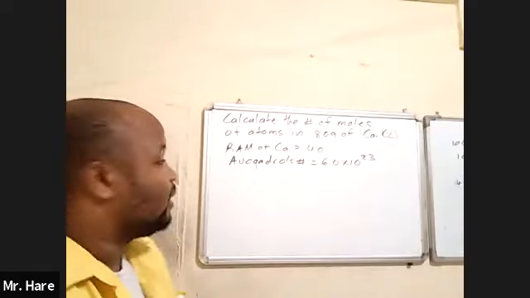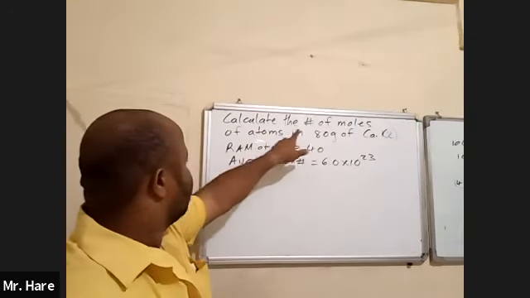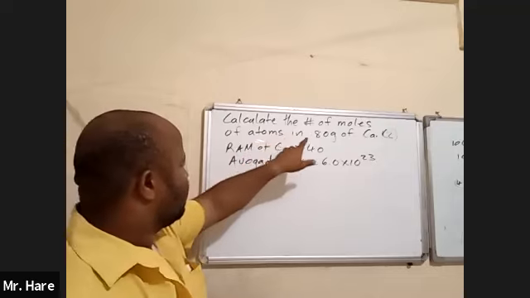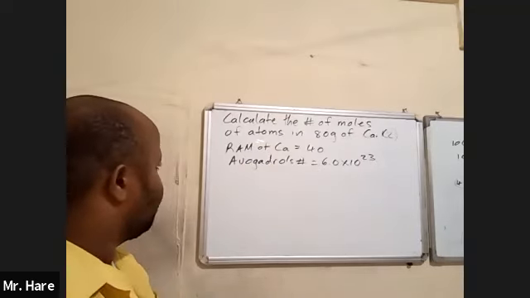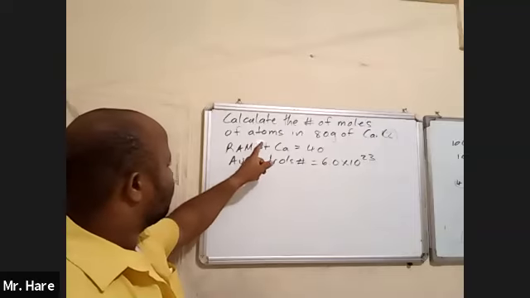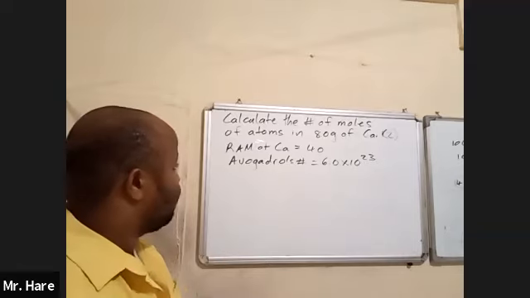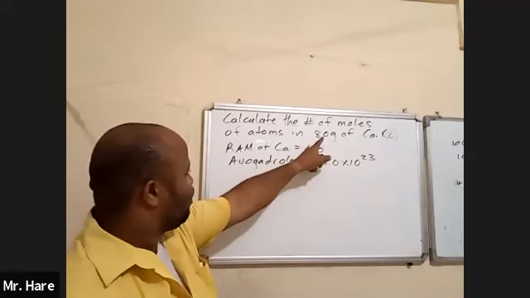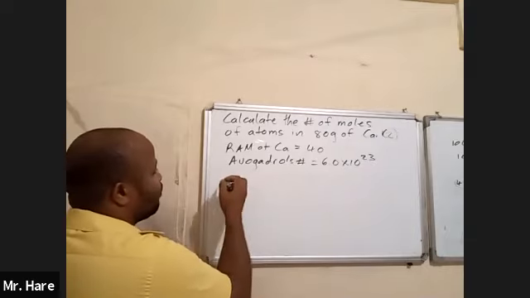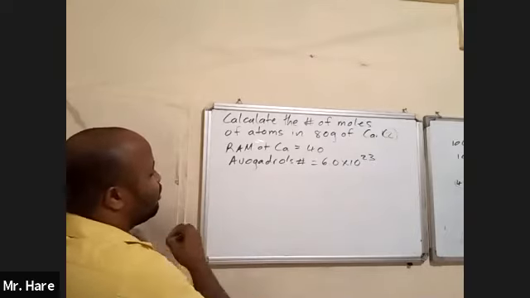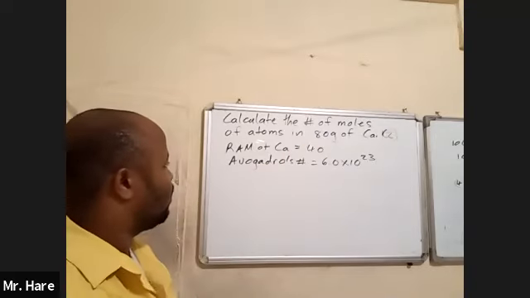And this question is for 2 marks. All right, so first, it says calculate the number of moles of atoms in 80 grams of calcium. So we have 80 grams of calcium. That's the mass, right? The 80 grams. Yes, the mass is 80 grams.